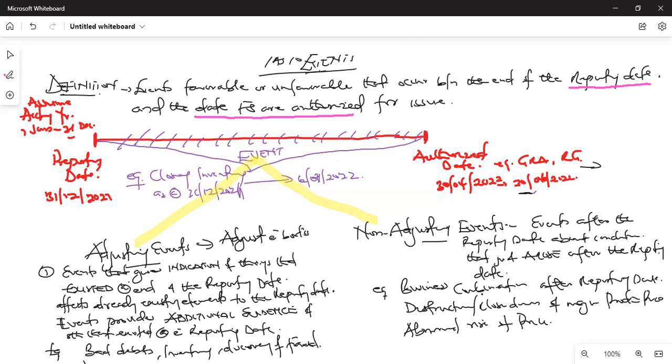All right, what the standard wants us to do here is that whilst we are not adjusting for these non-adjusting events, we are supposed to disclose them. All right, so that is all about IAS 10. Let me quiz you small with some events and see if you can tell if these are adjusting.